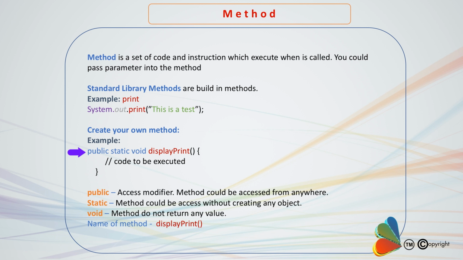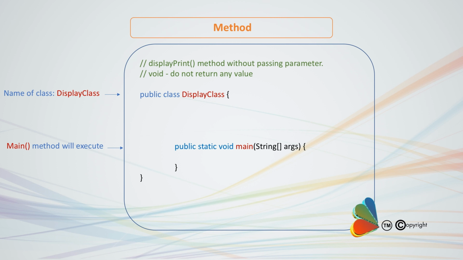I am going to define each element of the display print method. Public, static, void, display print. The name of the method is display print. Public: the method could be accessed from anywhere. Static: the method could be accessed without creating any object. Void: the method does not return any value. In this example, we do not pass any parameter within the method.